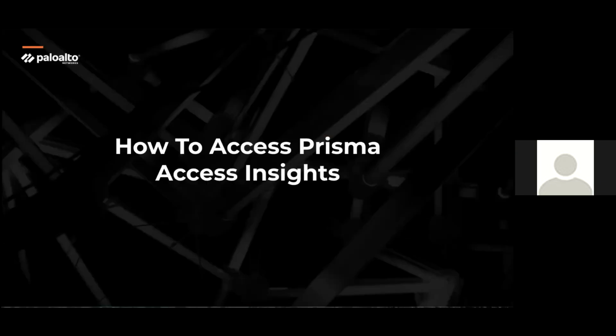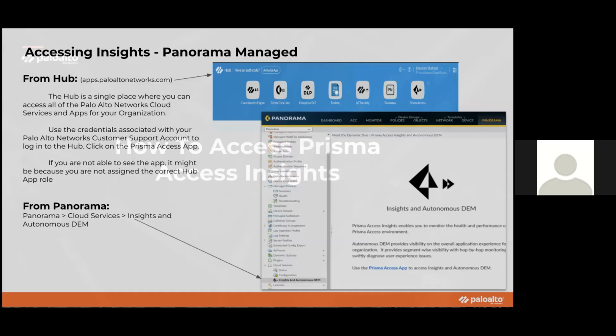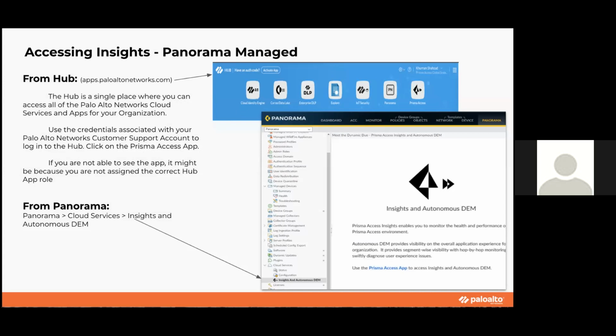So before I go and discuss different dashboards and capabilities of Prisma Access Insights, what you will be getting, let's have a look at how you can access Prisma Access Insights. Hub apps.paloalto.com is a single place where you can access the Palo Alto Networks cloud services and the apps for your organization. For the Prisma Access app on the hub, you can select Insights to monitor your Prisma Access environment.